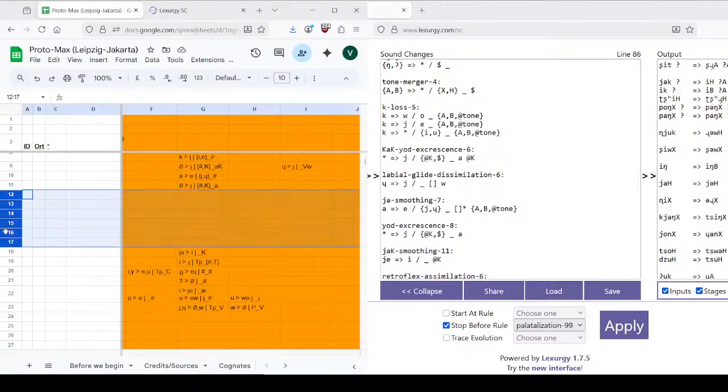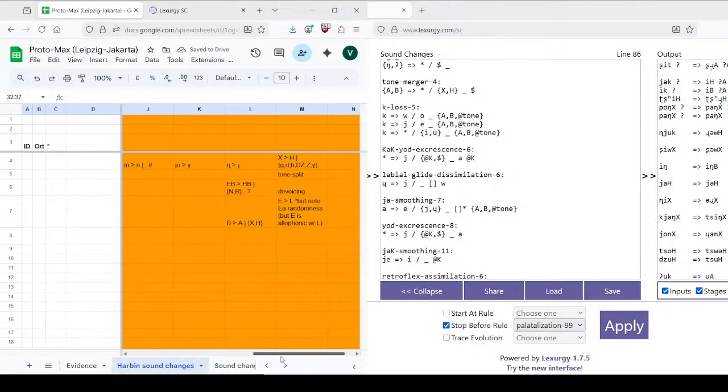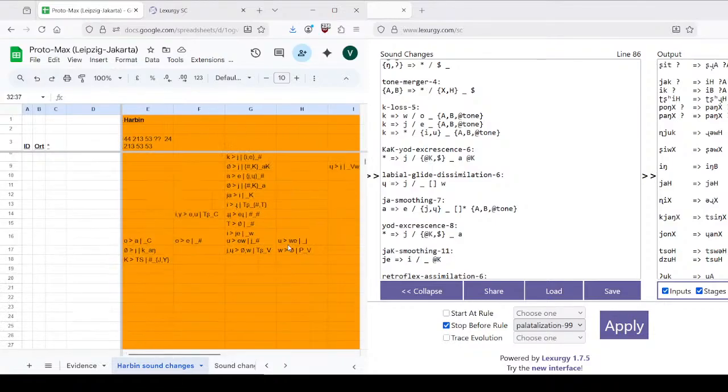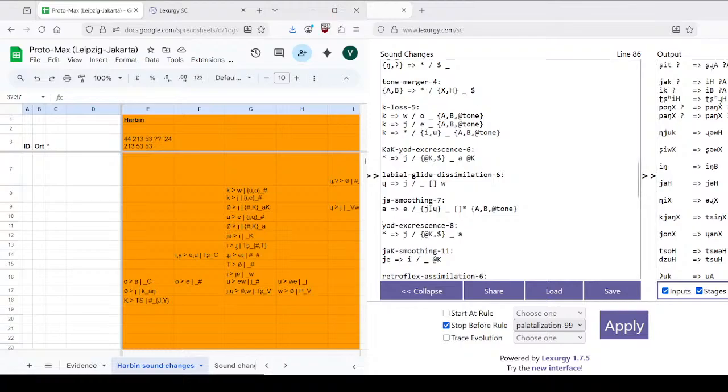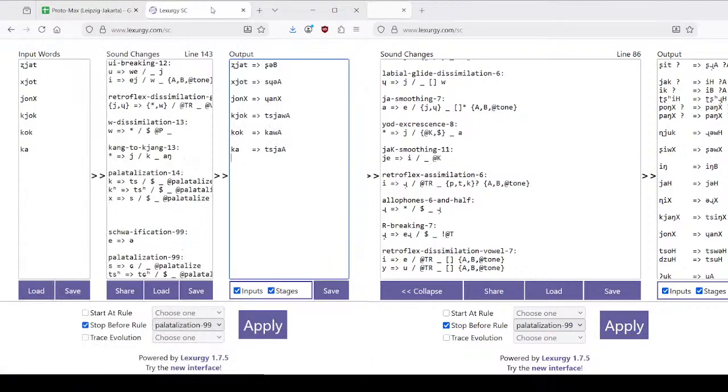Could just move these out of the way again, or move those up. I guess those are equivalent. And then right, yaw smoothing, yaw excrescence, which is this one. Yak smoothing. Or did I already do that? Or I should do Jap as well, just for good measure, just to check that these work. Yes.